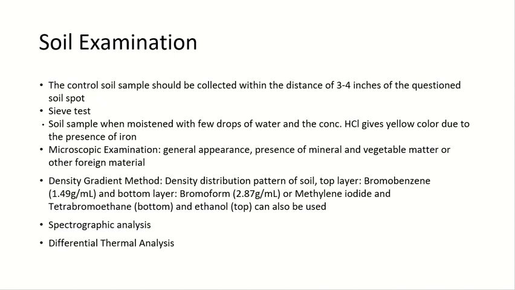Or methylene iodide can be used in place of bromoform. Another type of density distribution pattern uses tetrabromoethane as the bottom layer and ethanol as the top layer. Spectrographic analysis of soil and differential thermal analysis are also performed.